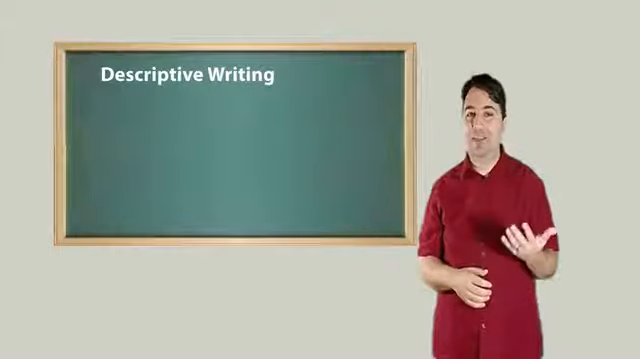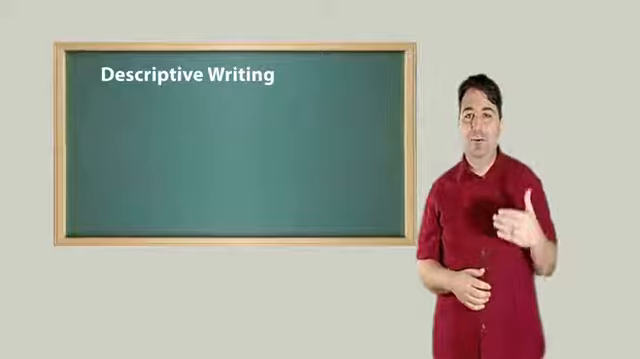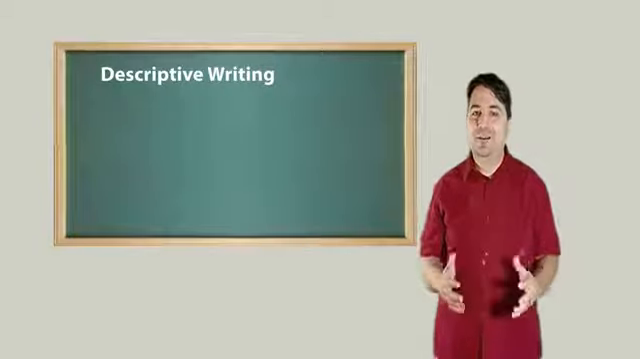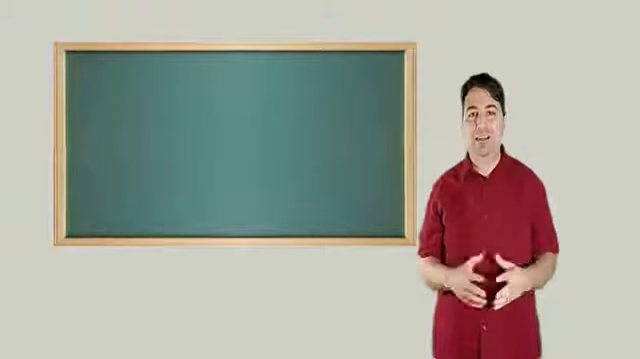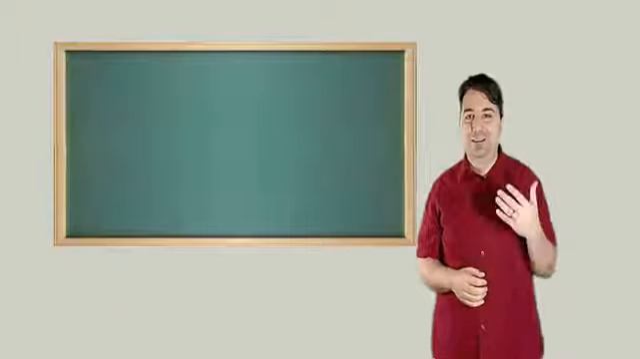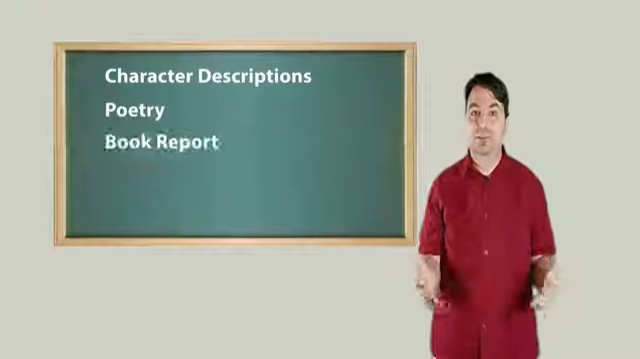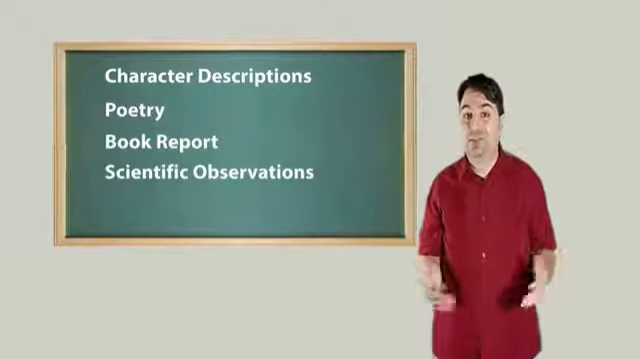Descriptive writing is when a writer focuses on writing many details in order to give the reader a very clear picture of the scene that they are reading about. Descriptive writing can include character descriptions, poetry, book reports, scientific observations.